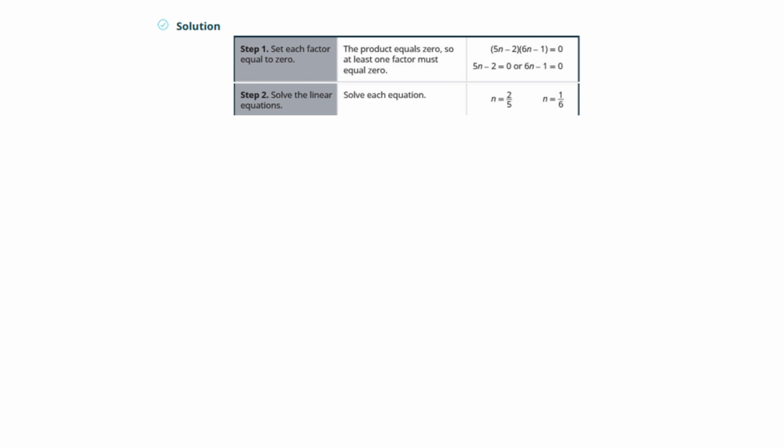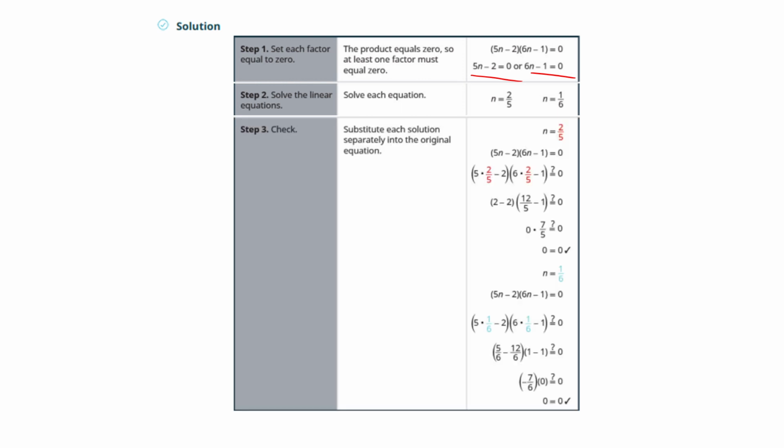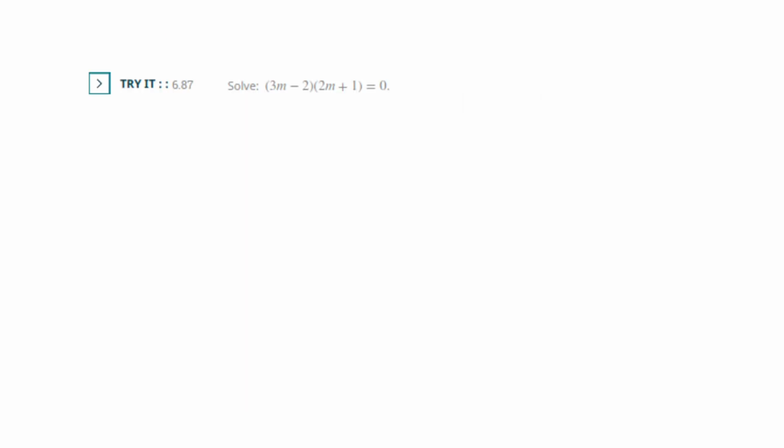So just solving these old school, I'm just solving it for n. I'd get 2/5 and 1/6. You see what we're doing here, just solving both of these, just old school algebra. Okay, now they've checked them to confirm it. It's going to be true. There's some other kinds of equations where sometimes it's not always true, but these are going to be true.